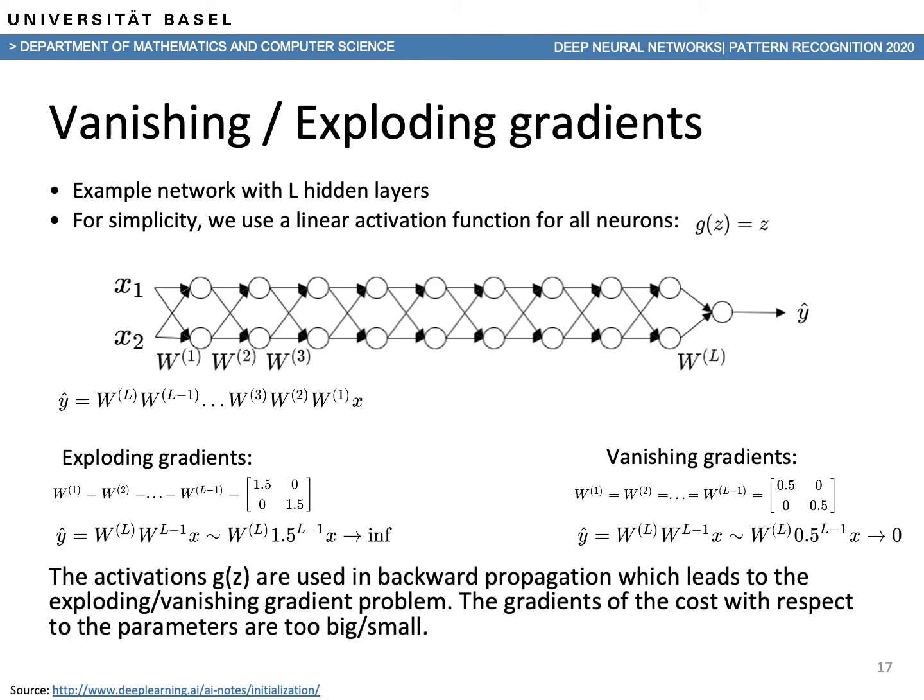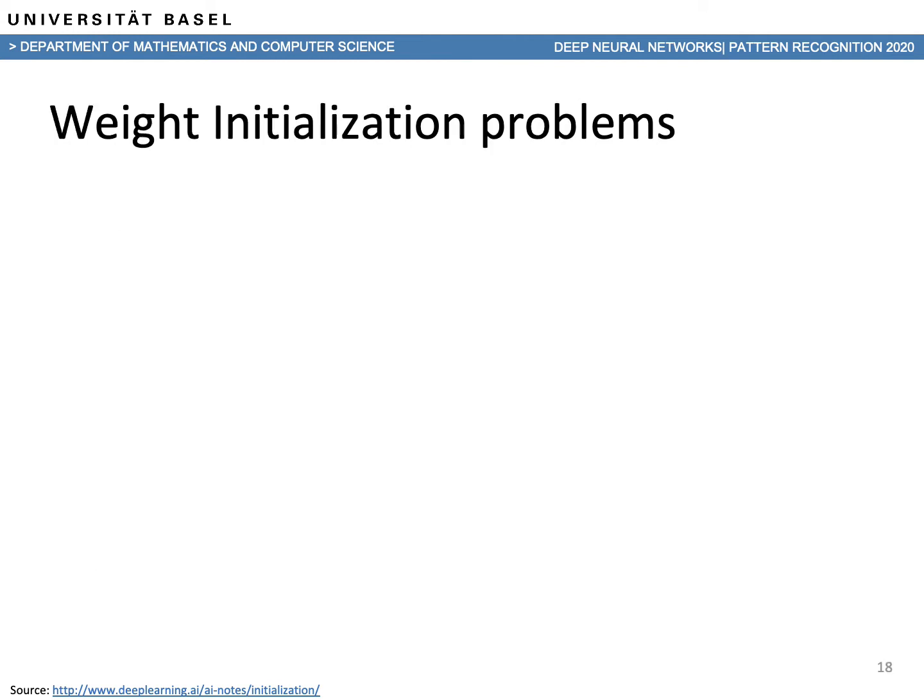And as you might know, the activations, g(z), are used in backward propagation, which leads to the exploding and vanishing gradient problem, where the gradients of the cost with respect to the parameters are just too big or too small. One way to overcome these vanishing or exploding gradients is to have a smart weight initialization plan. The main idea here is to have some initial parameters which need to break the symmetry of the network.